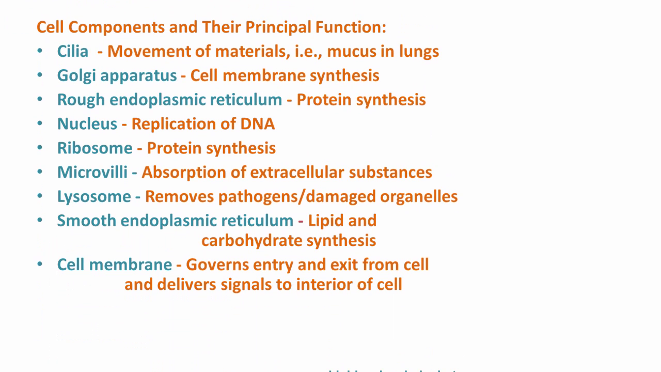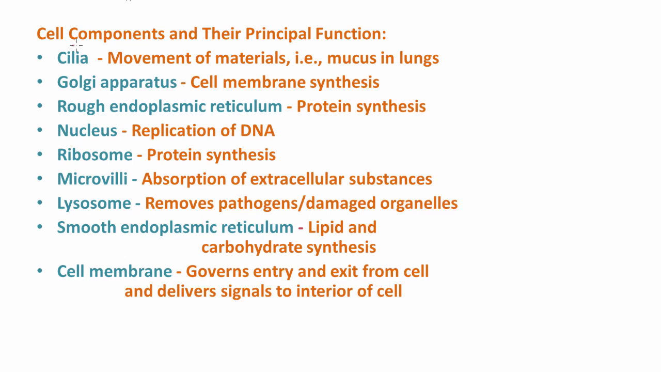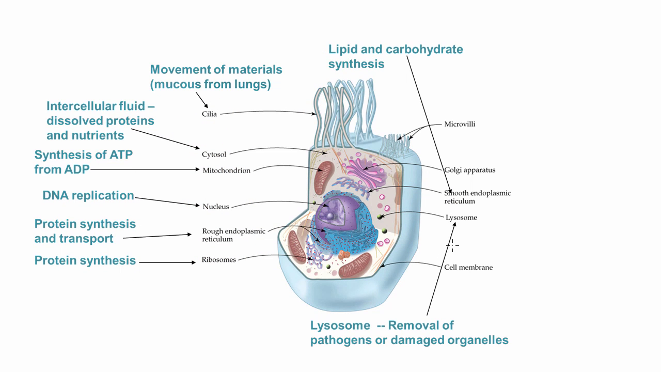So let's go ahead and take a look at some cell components and their principal function. You can look up the diagrams in the book, but you need to know some of this. Okay, so here's a diagram of the cell. Here we have the cilia, and that's important for movement of materials like mucus from the lungs, okay? We have the Golgi apparatus, and that's going to be right here. And that is the synthesis and packaging of secretions in the cell membrane.